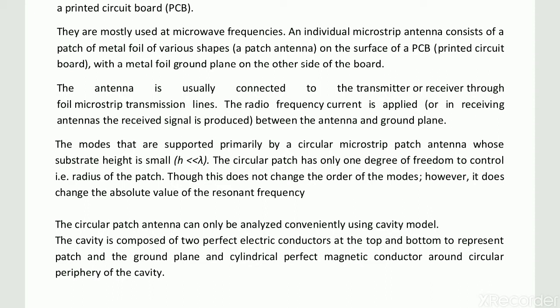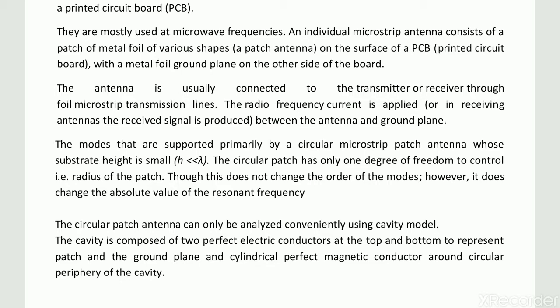The modes that are supported primarily by the circular patch antenna are for a substrate height small h that is very much less than lambda. Lambda is nothing but the wavelength. The circular patch has only one degree of freedom to control, that is the radius of the patch. This does not change the order of modes, however it does change the absolute value of frequency.